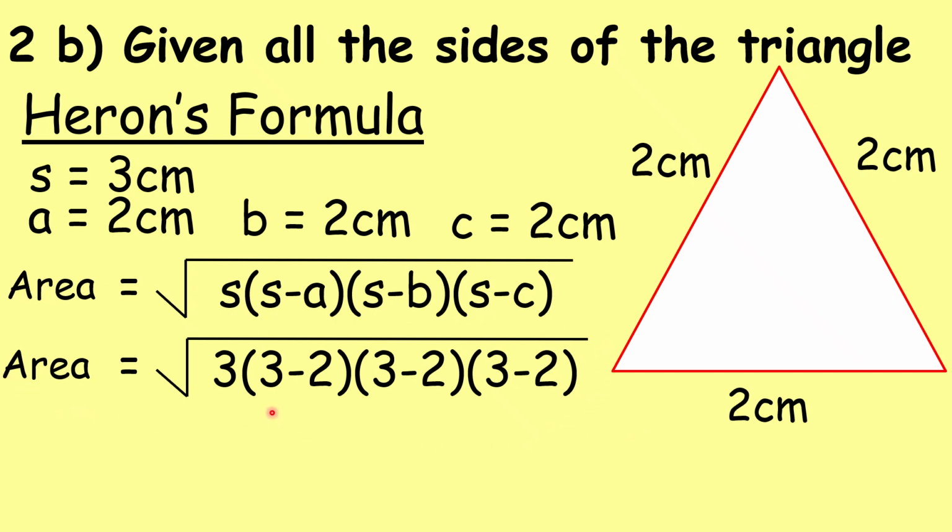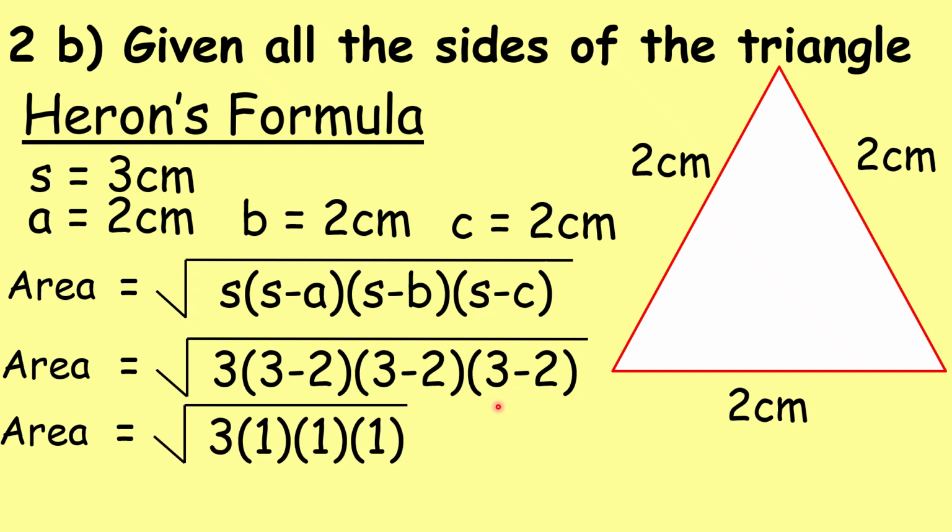So you see that we have 3 minus 2, 3 minus 2, 3 minus 2. If we simplify this, we have the square root of 3 times 1 times 1 times 1, and that is the square root of 3, because 3 times 1 is 3, 3 times 1 is 3, 3 times 1 is 3. So the area of this triangle is equal to the square root of 3 centimeters squared.